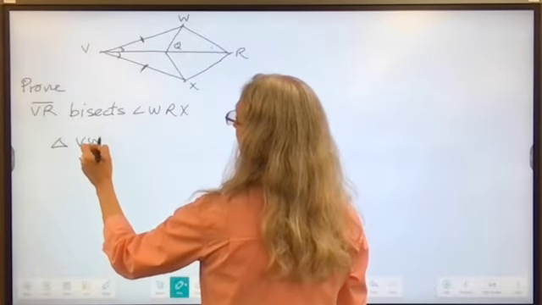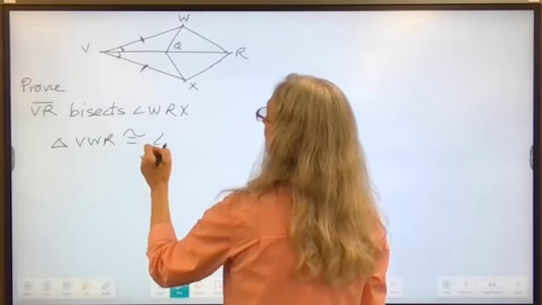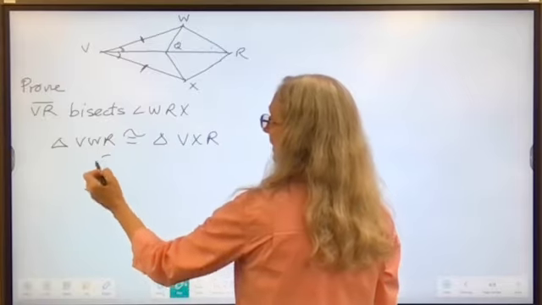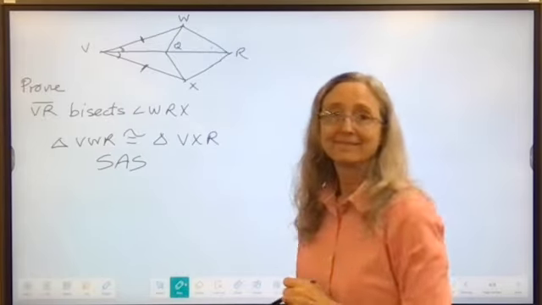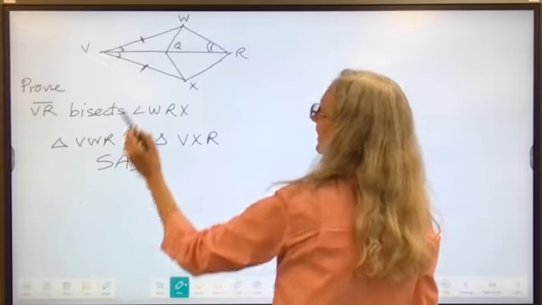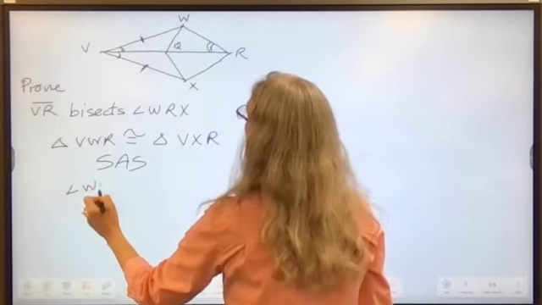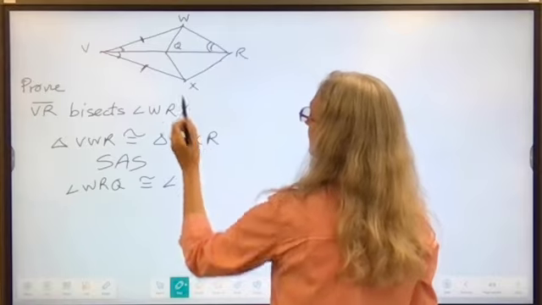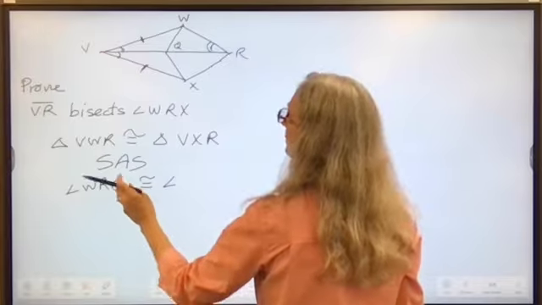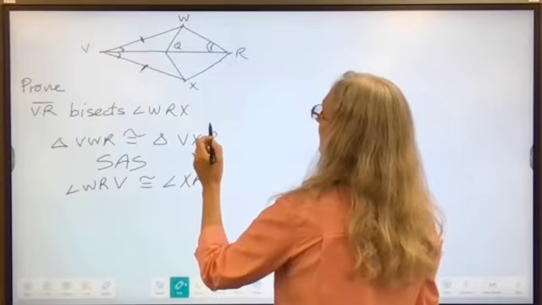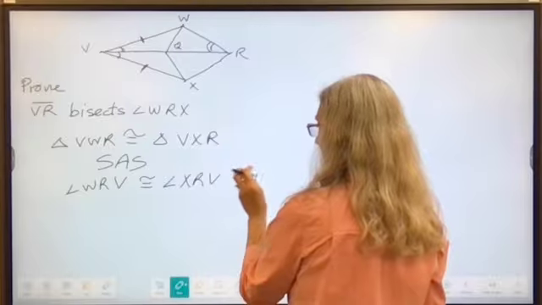then I can say that triangle VWR is congruent to triangle VXR by side angle side. If that's true, then I can say angle WRQ is congruent to angle XRQ, or I should say, even better, XRV, because of CPCTC.